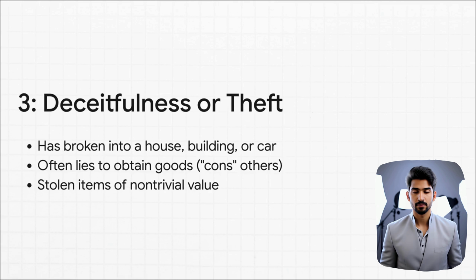Third up, we have a pattern of deceitfulness or theft. This can be something as serious as breaking and entering, but it also covers things like constantly lying to get something or to get out of trouble, what the manual actually calls conning others. It also includes things like shoplifting or stealing without any direct confrontation.